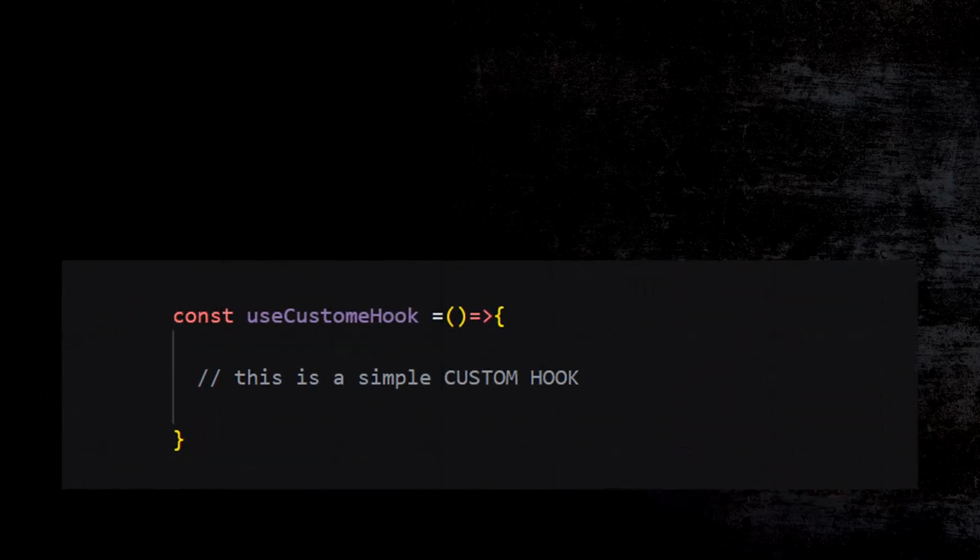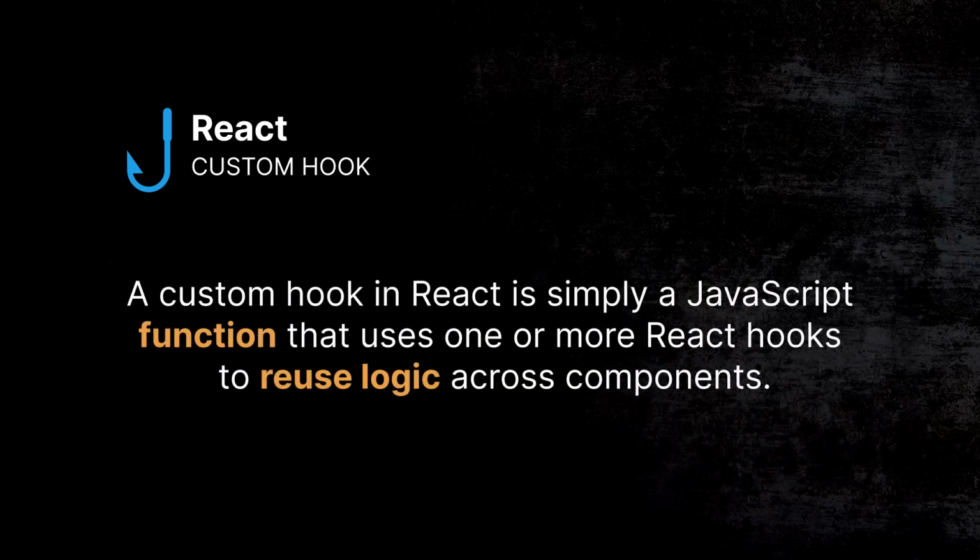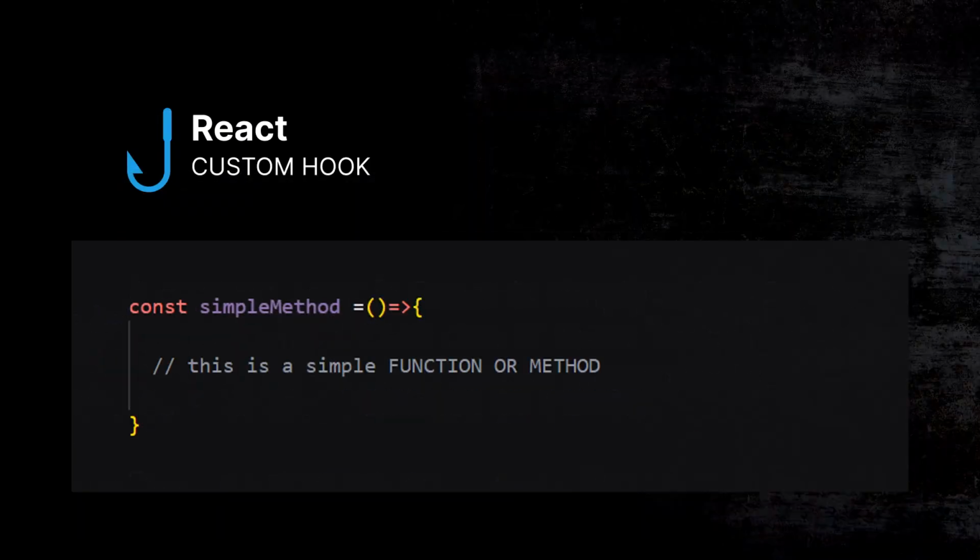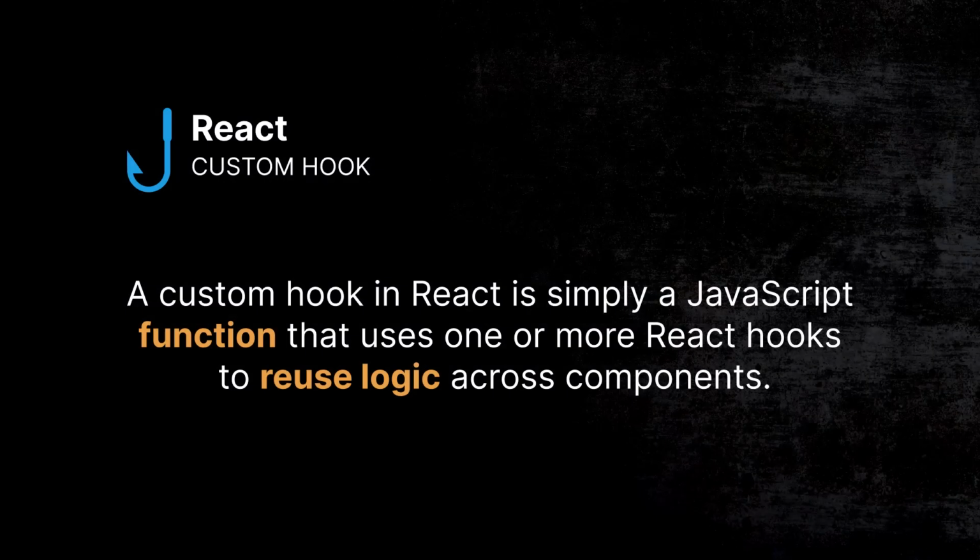Now let's talk about React custom hook. What is a custom hook in React? A custom hook in React is simply a JavaScript function. Please note that it's a function. It's a simple method that uses one or more React hooks to reuse logic.